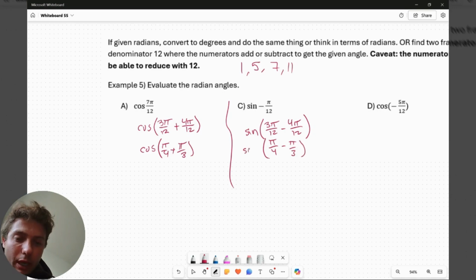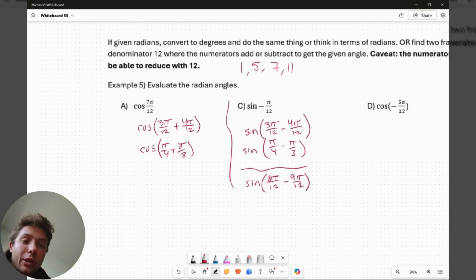Realize different ones that would work on this. Maybe you choose sine. Let's think. What else could work? 8 and 9 would work as well. So maybe you said 8 pi twelfths minus 9 pi twelfths. Right? There's a bunch of different options that do work here, and you can see that now. Again, just make sure you reduce those fractions, and then from there, you're just going through using the formula.